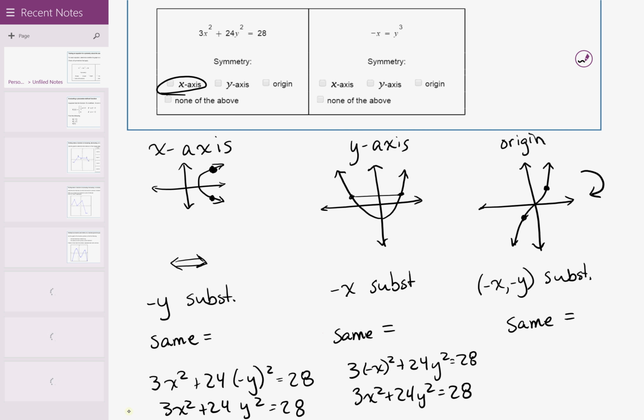I already substituted both negative x and negative y, and I got the same equation. So I'm good here. That works.